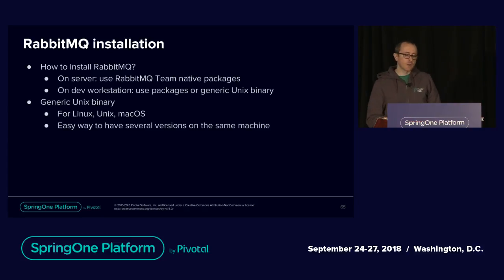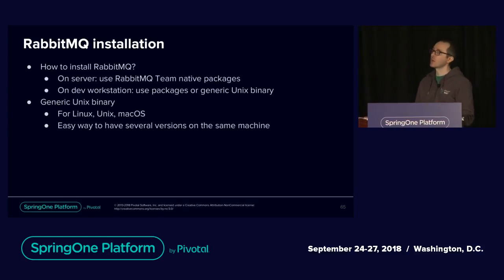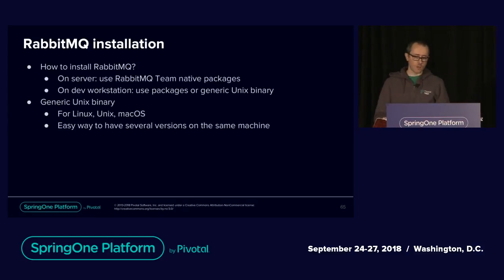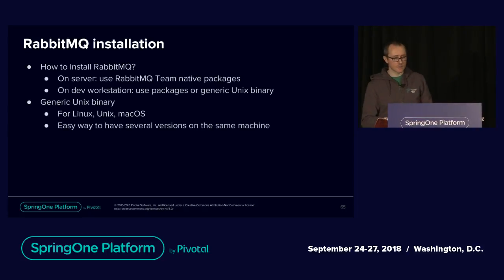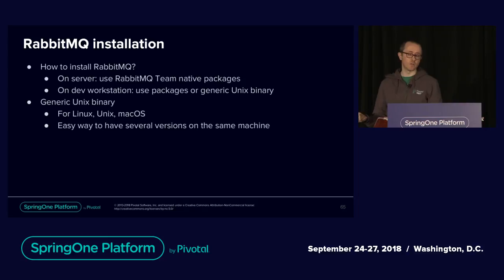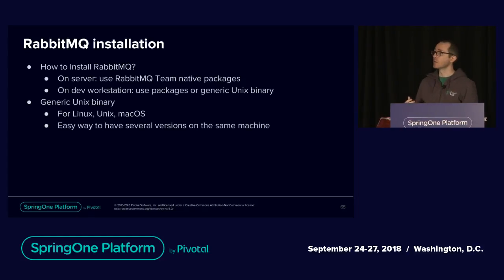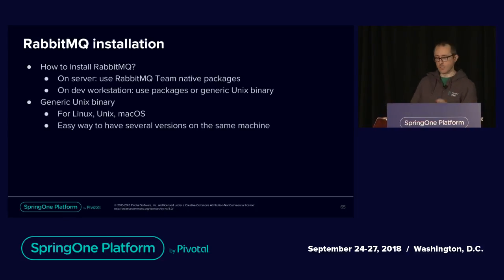For Rabbit, same thing, you can use native packages that we provide to install RabbitMQ on your workstation. I recommend the generic Unix binary for your laptop or workstation. It supports Linux, Unix, and macOS. And the point here is to be able to have several versions of the broker on the same machine. So it's just an archive that you get and unzip, and that's all. You can remove it, and you can have many versions of it on the same machine.